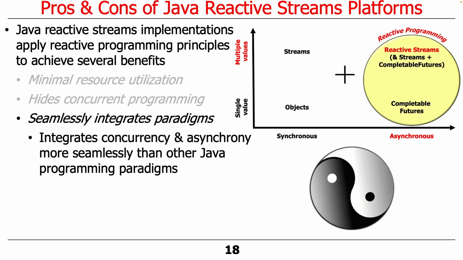Another nice thing is the seamless integration of these different paradigms where you integrate concurrency and asynchrony out of the box with one set of APIs rather than having to learn two sets of APIs and then learn how to join them together. Again, not the end of the world to do that integration of, say, streams and completable futures, but it's easy for me to say because I've been teaching this stuff for a long time, so it seems very natural.